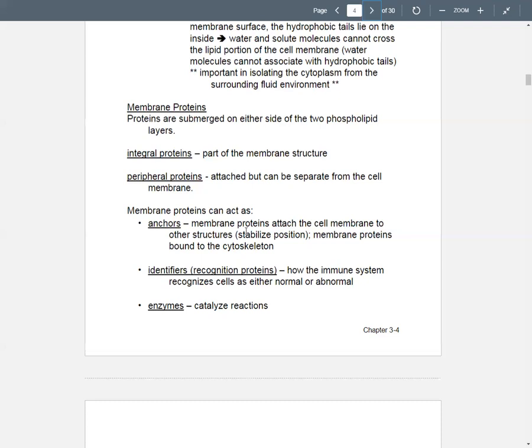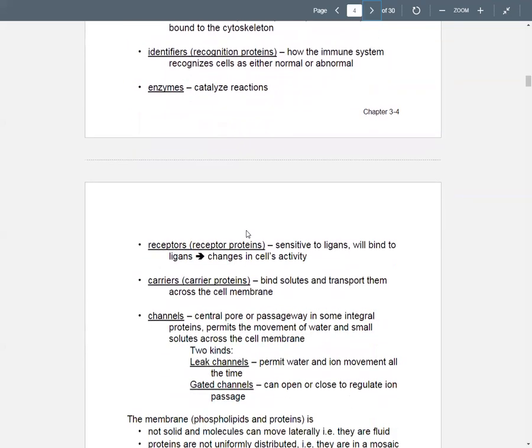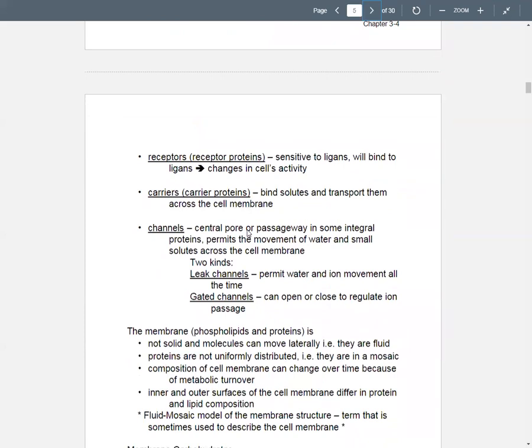They can also be enzymes. Remember enzymes from chapter 2? They lower the activation energy of reactions and they can catalyze those reactions. Membrane proteins can also be receptors. They're sensitive to ligands, and it should say ligands with a D, so if you have the notes with you, you might want to write that on there. They can bind to them and change the activity of the cell.